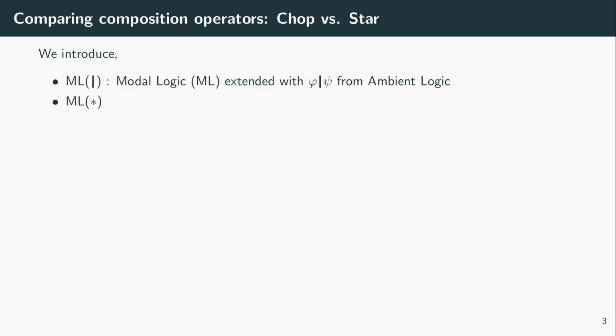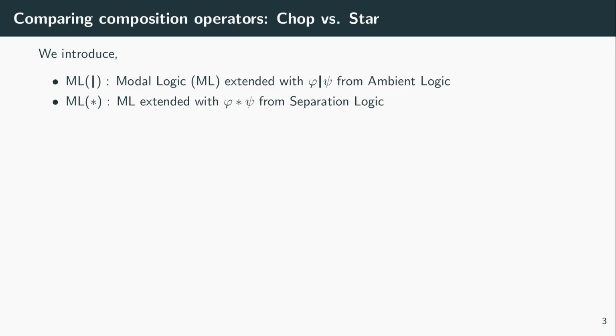And we use modal logic on finite forests because it will give us a framework that is general enough to compare the chop and the star, but is also close enough to both ambient logic and separation logic, so that then we can transfer back the result to these two logics. And we introduce two modal logics. One is ML chop, which is standard modal logic with the composition from ambient logic. And one is ML star, which is modal logic with the star from separation logic.